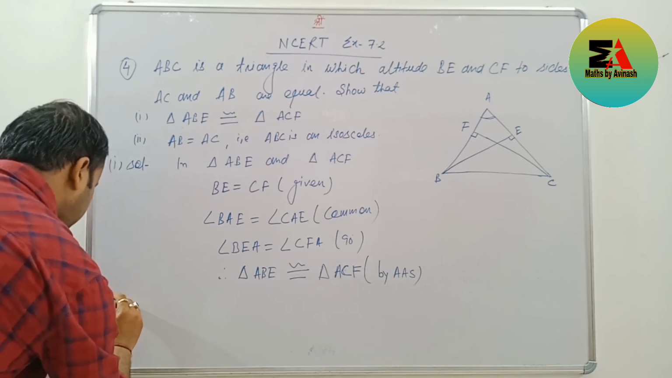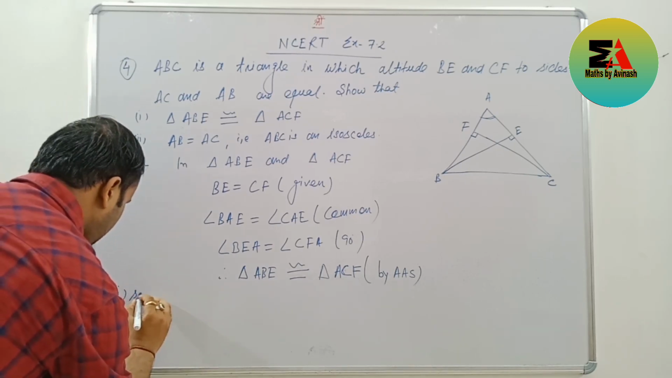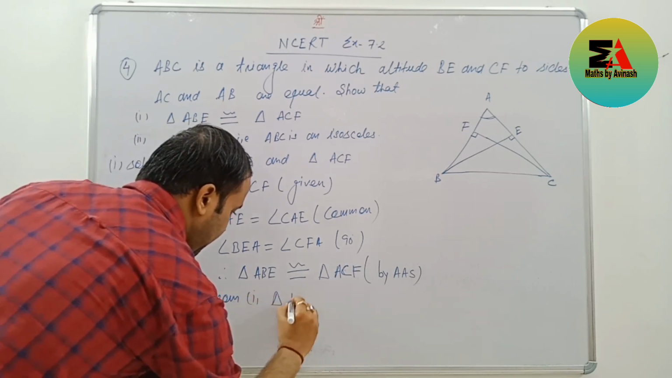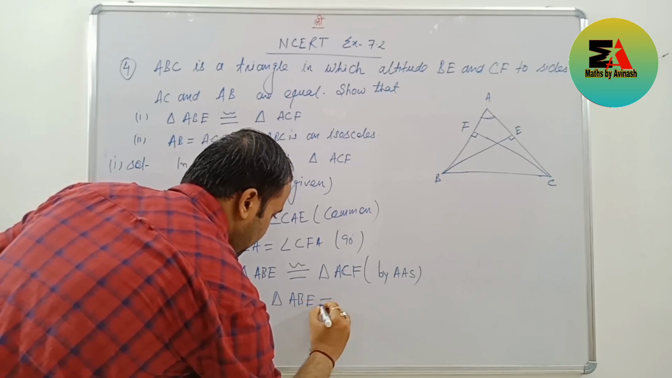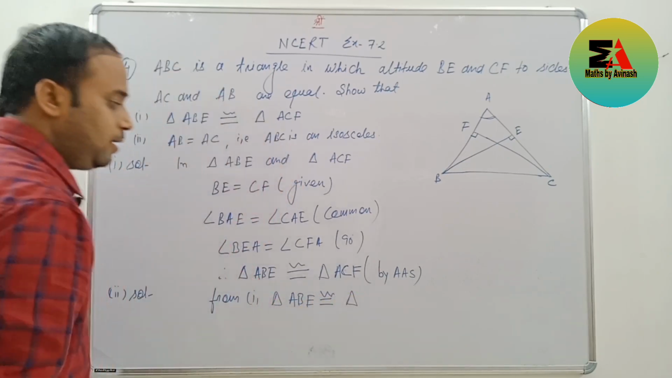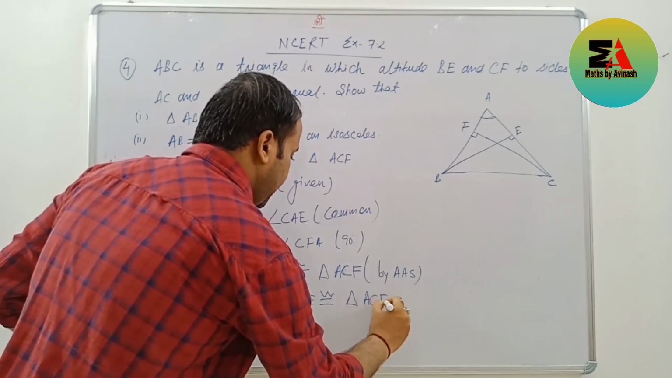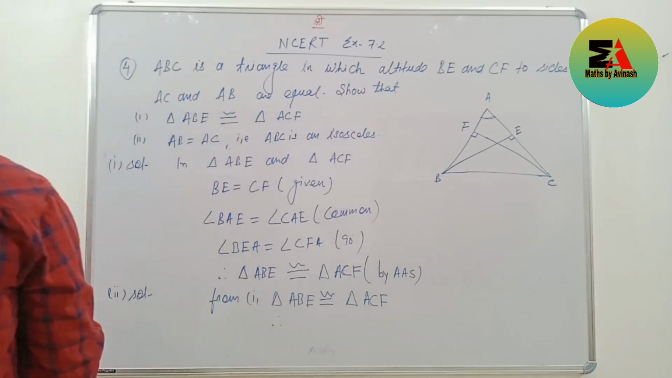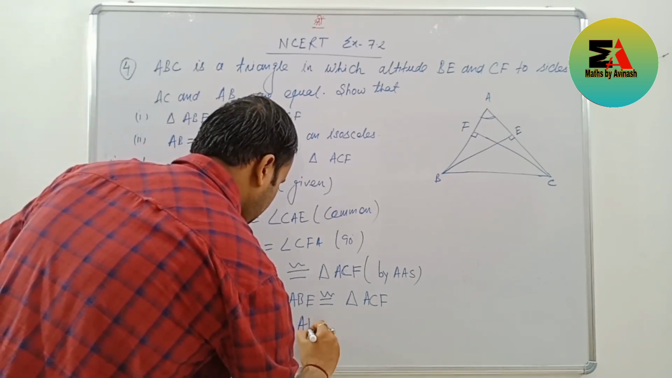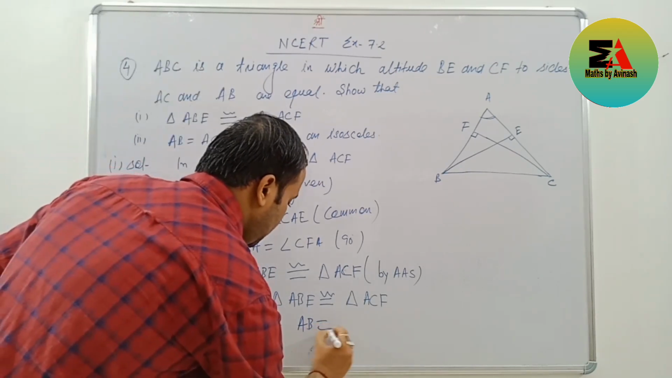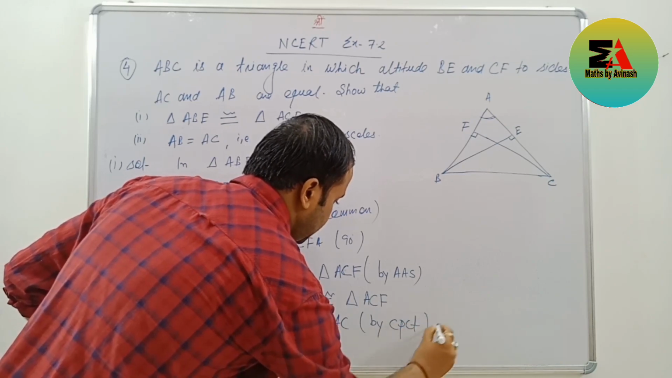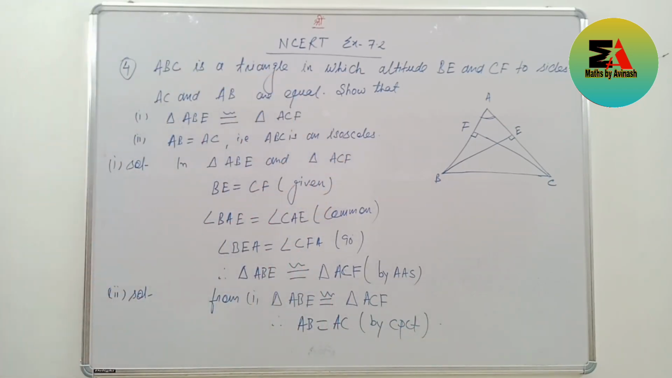Then case 2. From case first, triangle ABE is congruent to triangle ACF. When triangles are congruent, therefore by CPCT, what do we say? Therefore AB equals AC. Why? By CPCT. This is the solution of our first problem of exercise 7.2.